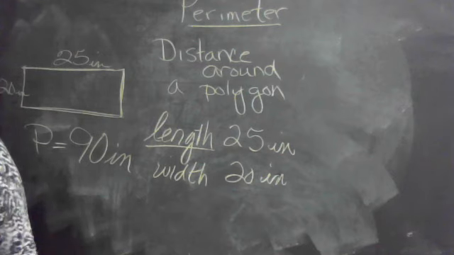Okay, now we're going to do the area. And what did we say the formula for the area of a rectangle is? Length times width. That's exactly right. So I'm going to put this here. Now, this is how I'd like to see you work your problems. This is what I prefer, okay?